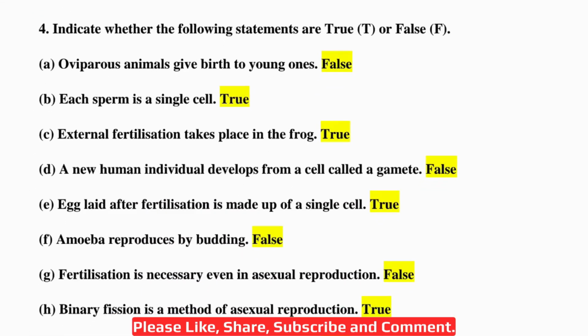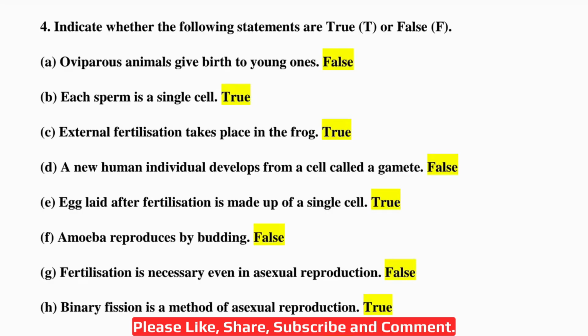Fourth question, indicate whether the following statements are true or false. The first one, oviparous animals give birth to young ones. This is false. Each sperm is a single cell. This is true. Third one, external fertilization takes place in the frog. Yes. D, a new human individual develops from a cell called the gamete. No, this is false. Then, egg laid after fertilization is made up of a single cell. Yes. Amoeba reproduces by budding. False. By binary fission.